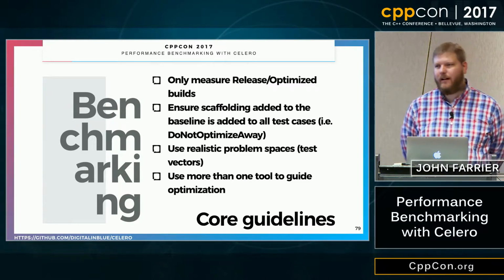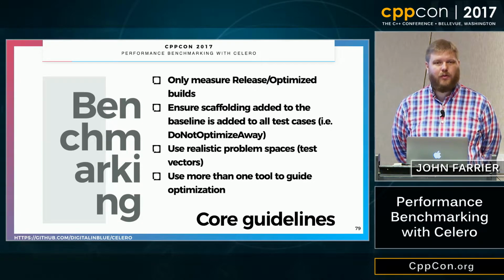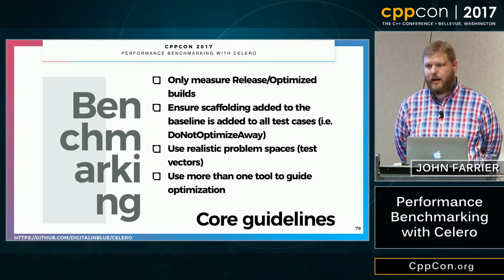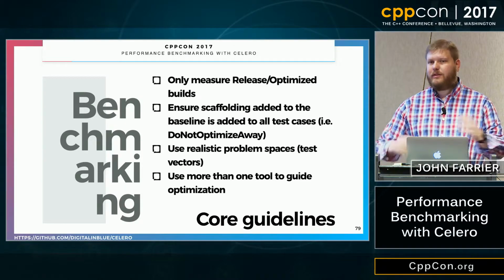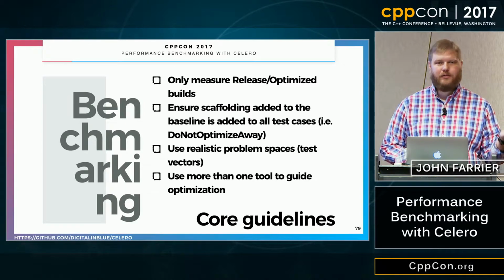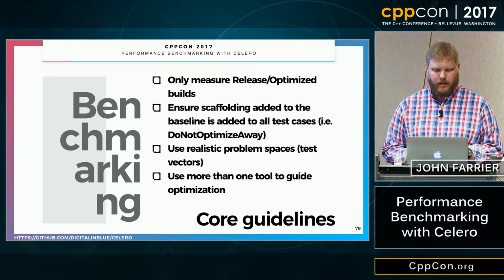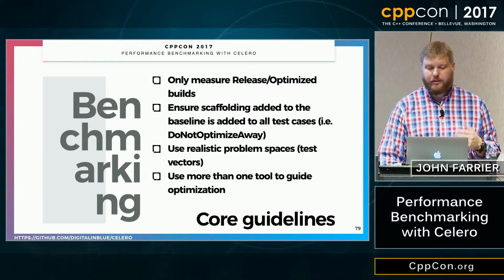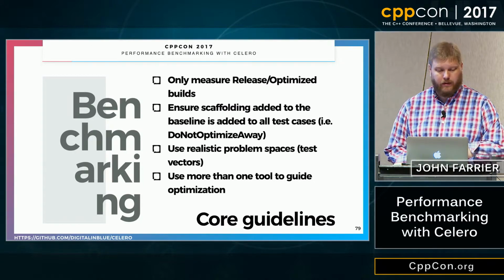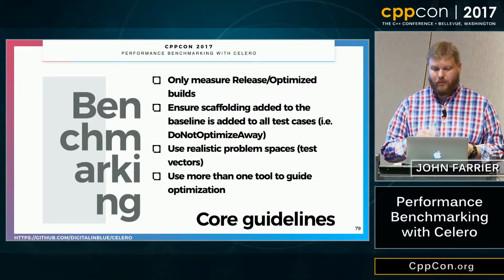So some guidelines, whether you're using this library or another library, is make sure that you're only measuring release optimized types of builds. Make sure that the scaffolding that you've added to your baseline is repeated in your test cases, and vice versa. Make sure you're using realistic problem sizes so you can see if things are scaling appropriately, and make sure you use more than one tool, regardless of what you're picking.